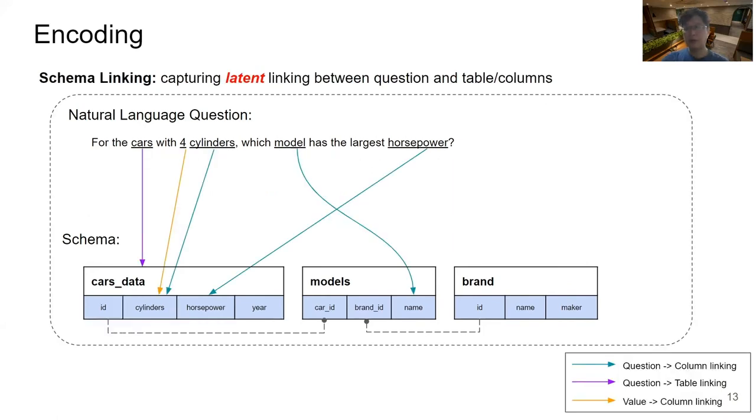RedSQL also considers schema linking in the encoding, which enables the model to align column or table references in the question to the corresponding schema columns and tables. This information captures latent linking between the question and the tables or columns. So in this example, RedSQL considers three types of linking: question token to column name, question token to table name, and value to column name.